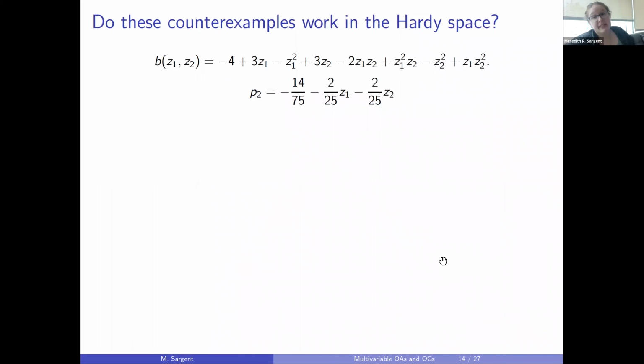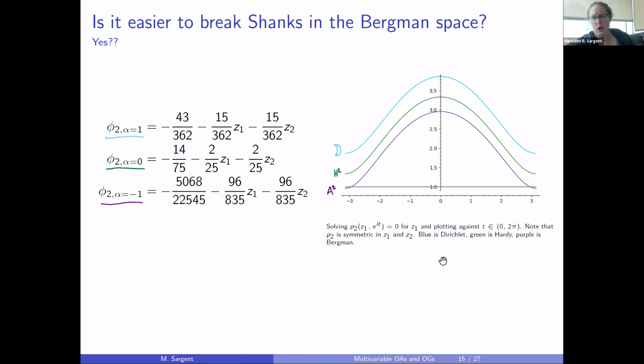Now, this doesn't work in the Hardy space. Dilated or not, here's the undilated version. Those zeros for the optimal approximants are pretty safely outside the bidisk, so we're out of luck there. And in some sense, it's easier, big air quotes, to break Shanks in the Bergman space.